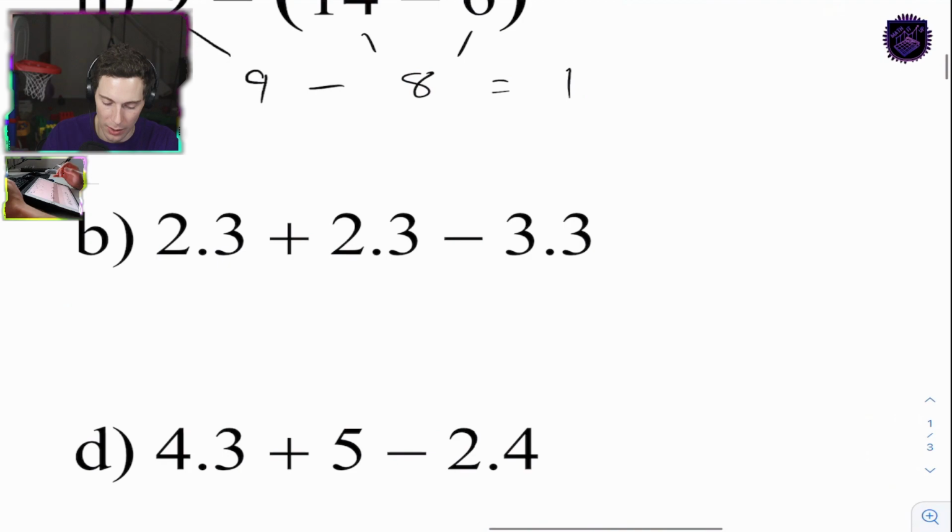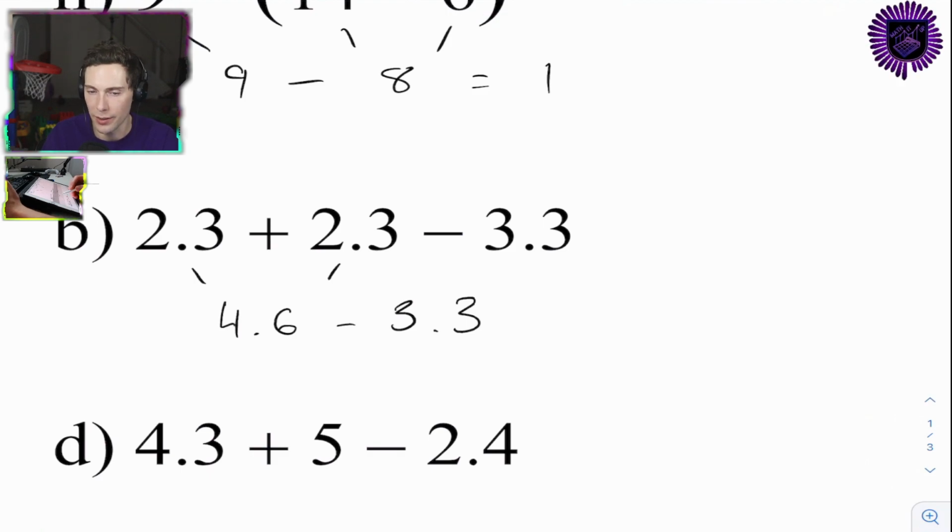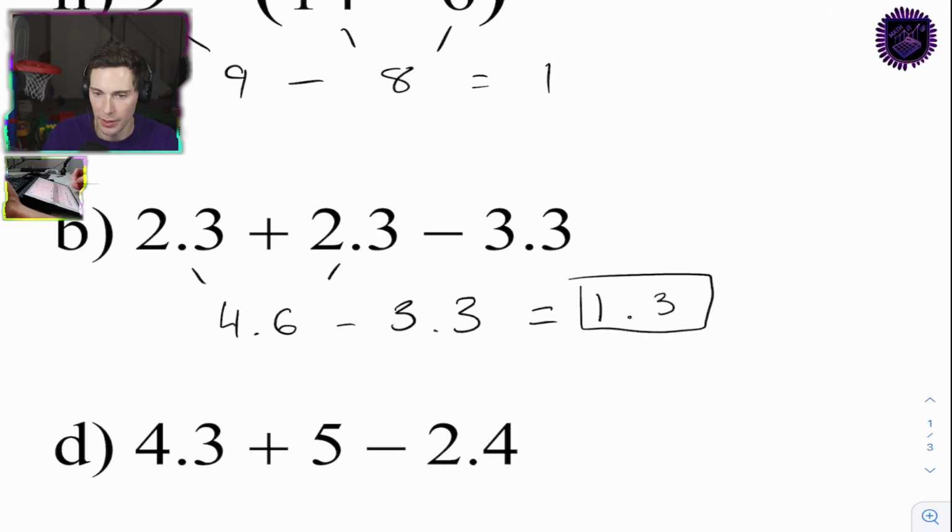All right. 2.3 plus 2.3 minus 3.3. So 2.3 plus 2.3 is going to be 4.6 minus 3.3. There's no borrowing here, so we can really do this. 4 minus 3 is going to be 1, and then 6 minus 3 is going to be 3. 1.3 is going to be your answer.